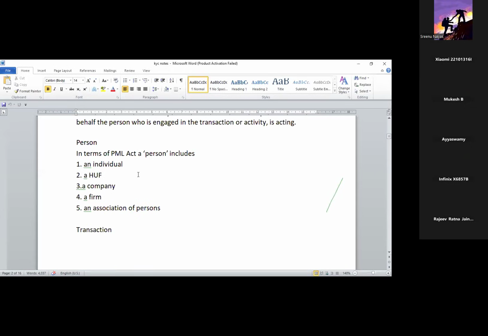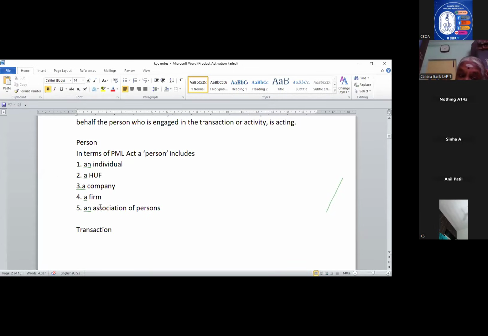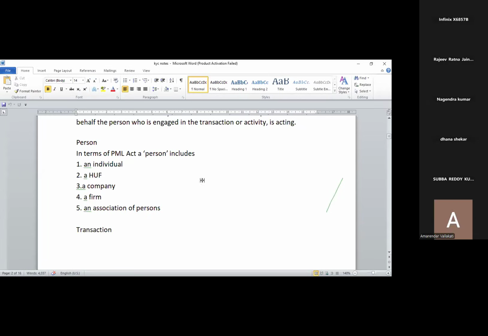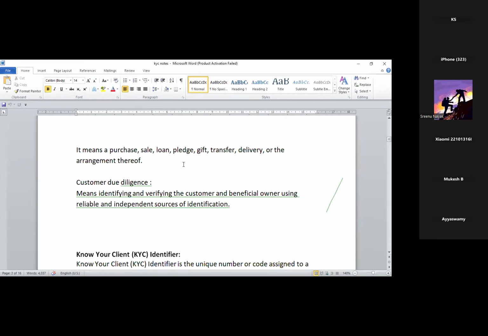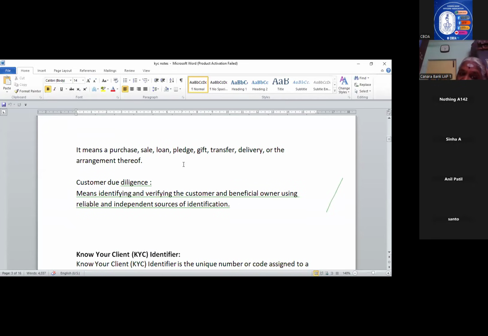The person is defined as per the PML Act as any individual, HUF, a company, a firm, or an association of persons. These are the categories of people for whom the AML Act says that he is called a person. Transaction means it may be a purchase, sale, loan, pledge, gift, transfer, delivery, or the arrangements or any type of transaction. It is a transaction.